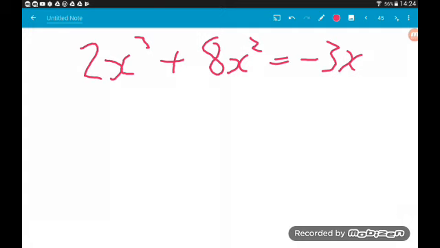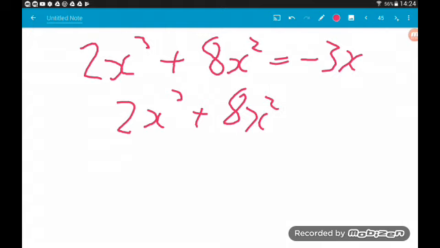So, 2x cubed plus 8x squared equals minus 3x. Now there's a bit of a twist in this one, and not everything is on the same side together. Again, you might be tempted to divide through by a factor of x, but don't do that because you will lose the solution. So, first of all then we want to add 3x to both sides. So we got 2x cubed add 8x squared add 3x is equal to 0.